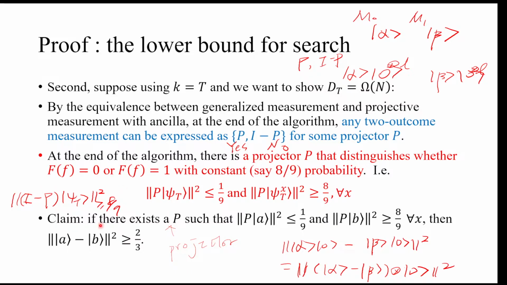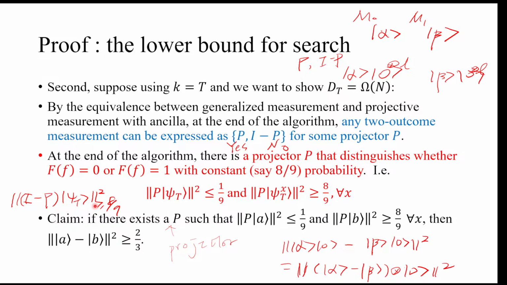Hopefully you still remember this is the interpretation where we have a projective measurement. The probability of getting a corresponding outcome is just the projector applied to your state, then the norm squared. That's the probability. So the correct probability is greater than 8 over 9. And now is our claim. We claim that if there exists any projector P that gives us those two things, then our states must be pretty far away.